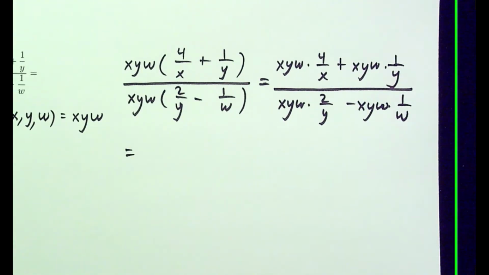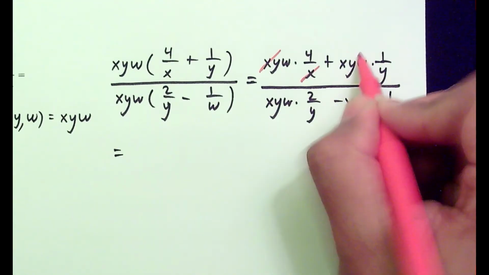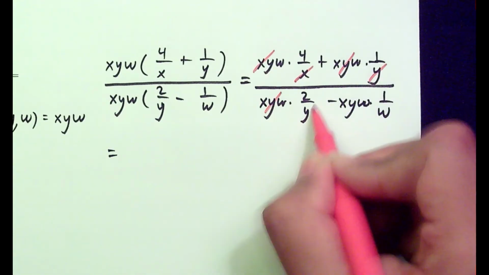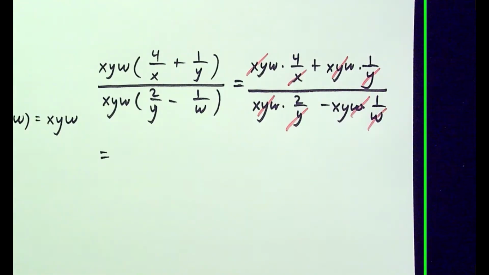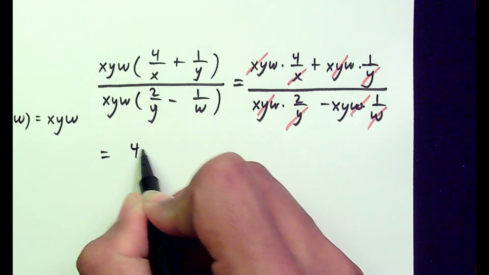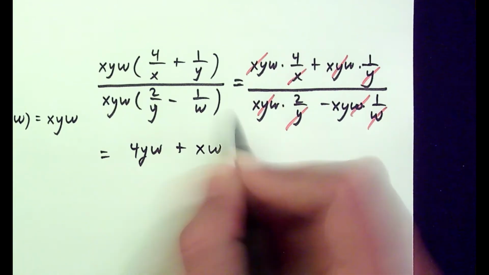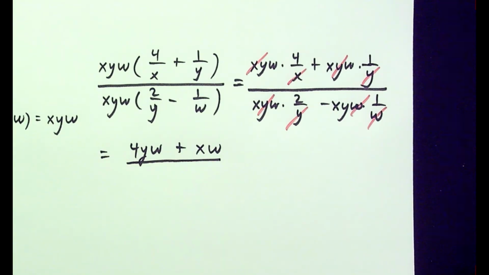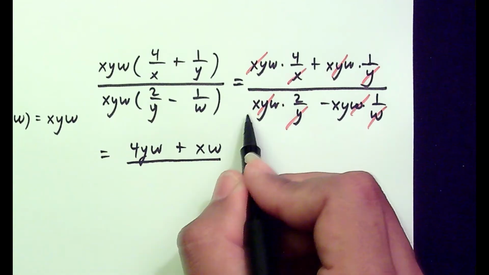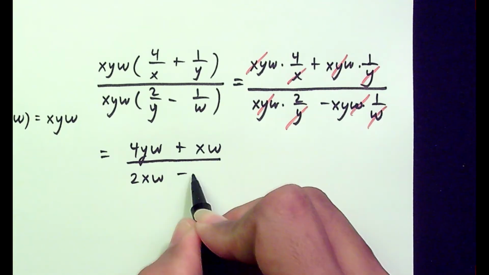Okay. Now let's cancel. The x's go in this one. In this one, the y's go. In this one, the y's go. And in that one, the w goes. So what are we left with? On the top, we're left with 4yw plus xw. And on the bottom, we're left with 2xw minus xy.